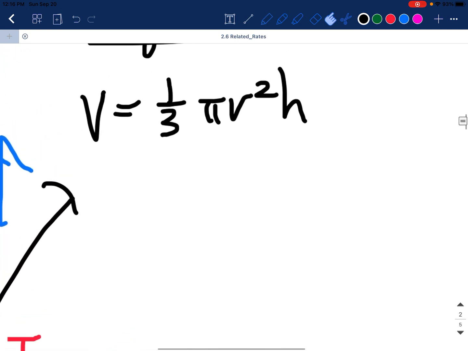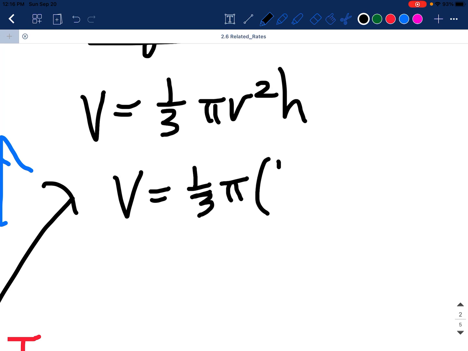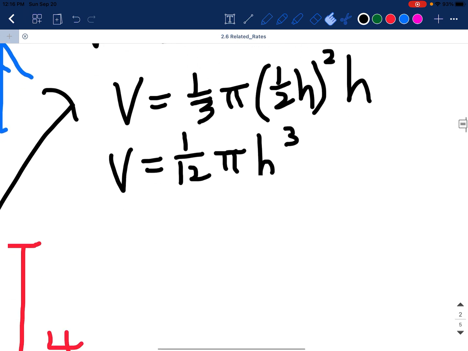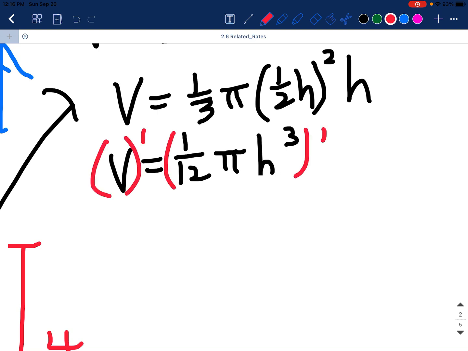So let's go ahead and rewrite the volume equation then. So volume is going to equal 1/3 pi. And now r squared I'm going to make (1/2 h) squared times h. So when I square the 1/2, I'll get 1/4 times 1/3. It's going to be 1/12 pi. And then h squared times h will just be h cubed. All right, so now I've got a 2-variable equation, but I know what the rate of change of the volume is.